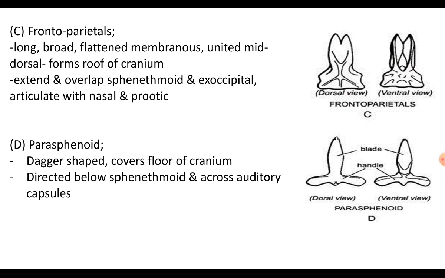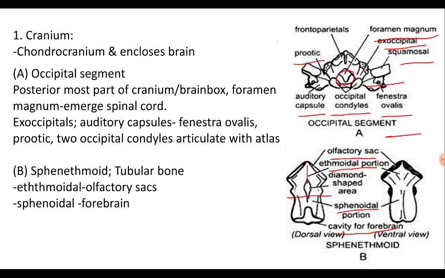In larval stages of the frog, the frontal bones and the parietal bones are completely separated, whereas in the adult stage, as it develops, these two bones are completely fused to form a single bone called the frontoparietal bones. These frontoparietals extend in front, overlapping the spine ethmoid, and behind up to the occipital bones.